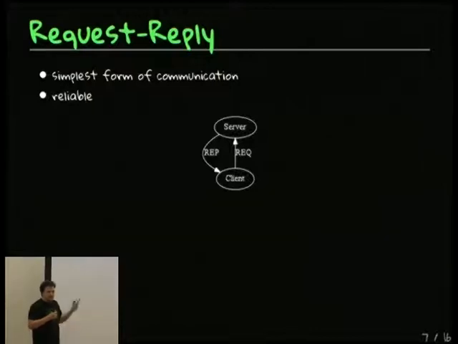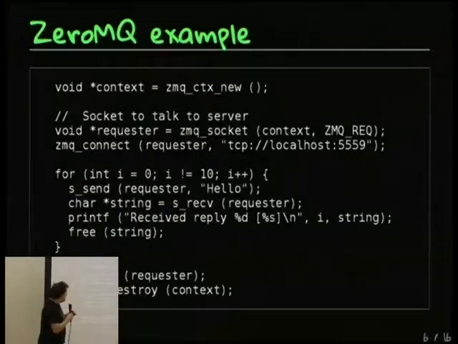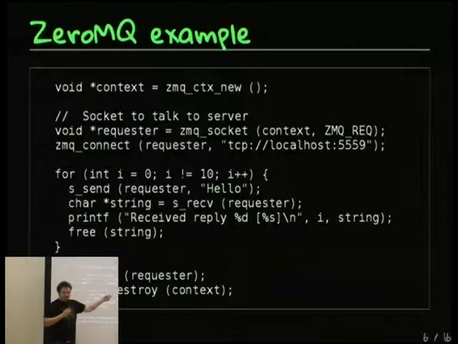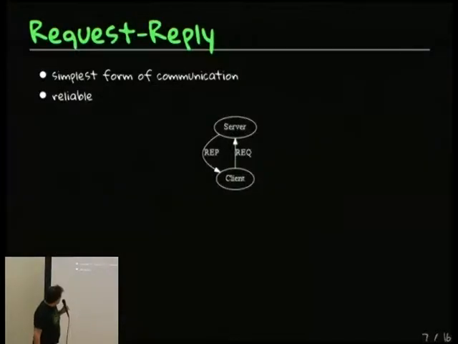Okay, so in the example previously, you saw that there was some magic constant, ZMQ REQ. And this specifies the pattern that we are using. So let's see. Okay. Is it the same on your computer? Okay. Weird. Okay, so the simplest pattern that you can use is request reply.